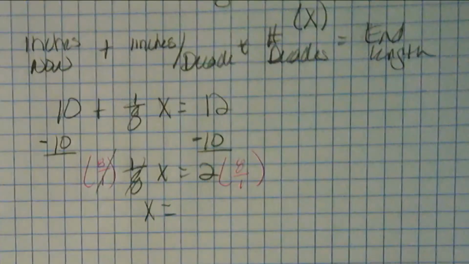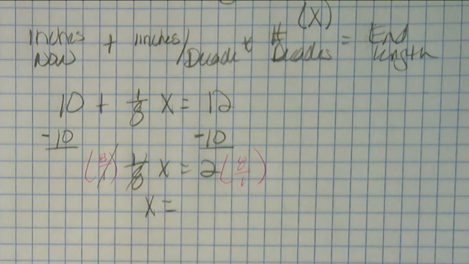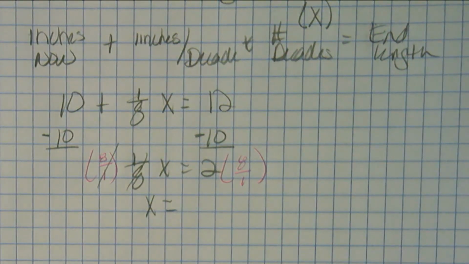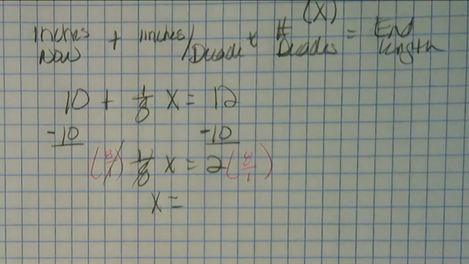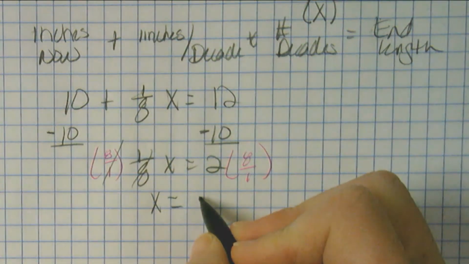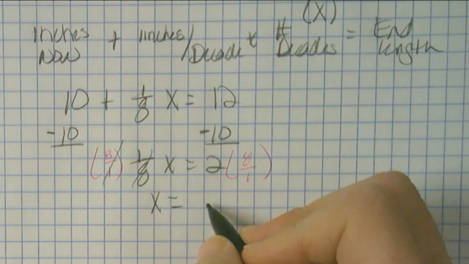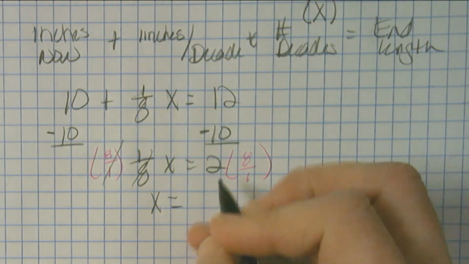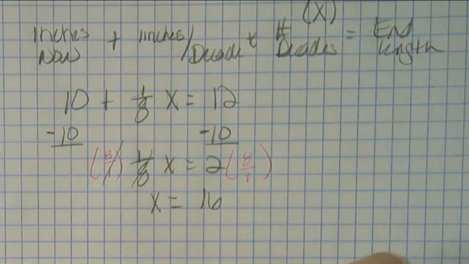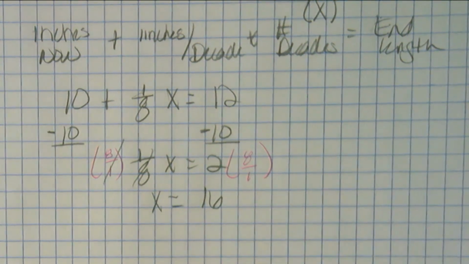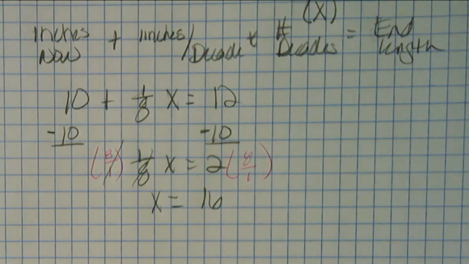Patrick, what did you get for your answer? Okay. So I subtracted 10 from each side. I got 1/8 x is equal to 2. To get rid of that multiplication by 1/8, I have to multiply by 8 over 1. So Patrick, what did you get? What's 2 times 8? So 16. 16 what? Patrick, x is equal to 16.